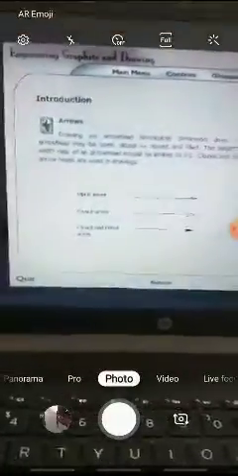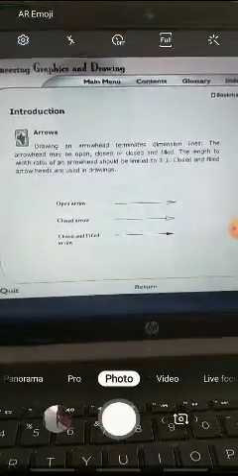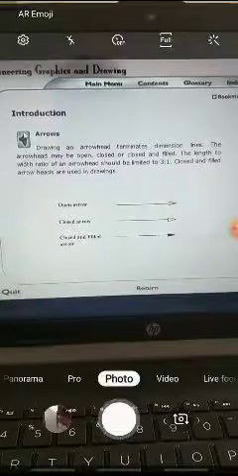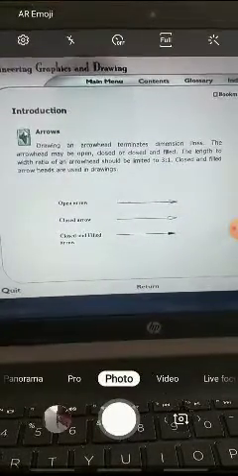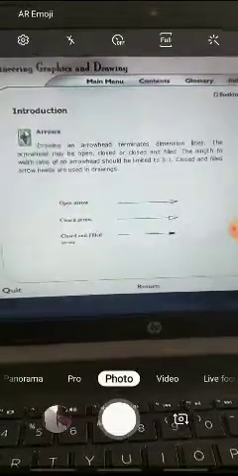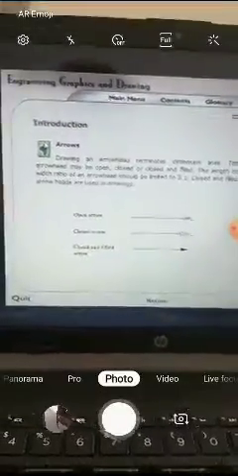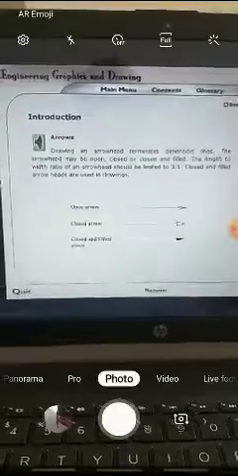Arrows. Drawing an arrowhead terminates dimension lines. The arrowhead may be open, closed or closed and filled. The length to width ratio of an arrowhead should be limited to 3:1. Closed and filled arrowheads are used in drawings.